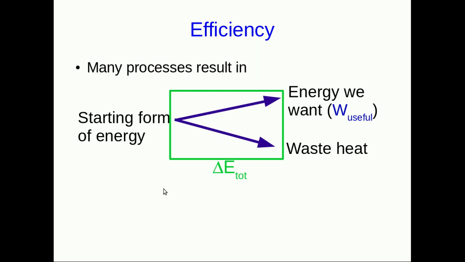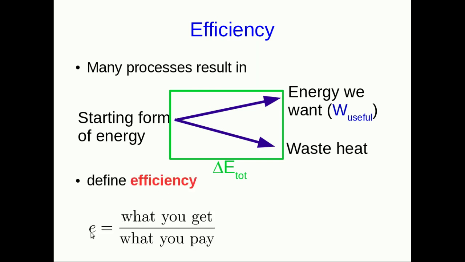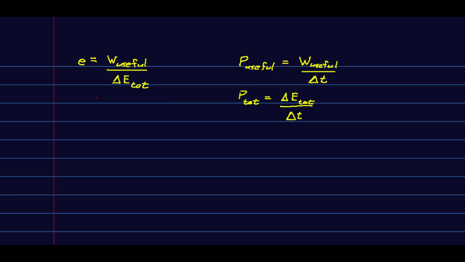And whenever this happens, we can define what we call the efficiency. And you can think of it as the efficiency, E, is what you get, right? The work that you wanted to have done, divided by what you pay, the delta E total, how much energy in the starting form you had to consume to get that work done. And so in terms of the symbols I've defined here, that would be the useful work over the total amount of energy transformed.